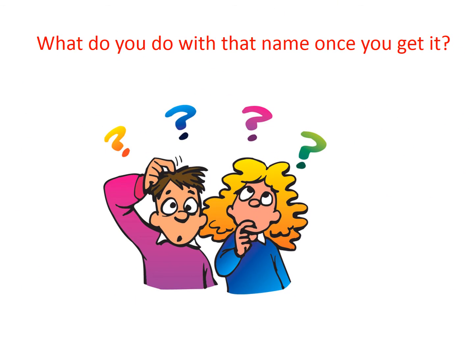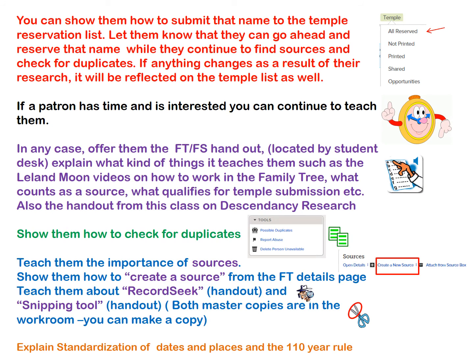So what do you do with that name once you get it? You can show them how to submit that name to the temple reservation list. Let them know that they can go ahead and reserve that name while they continue to find sources and check for duplicates. If anything changes as a result of their research, it will be reflected on the temple list as well. If a patron has time and is interested, you can continue to teach them.